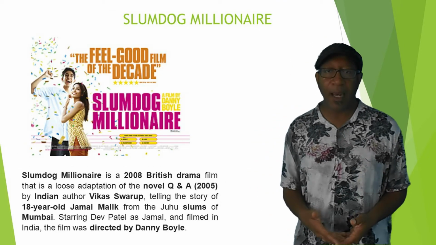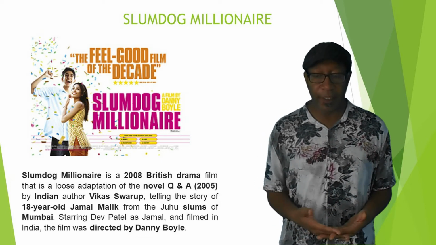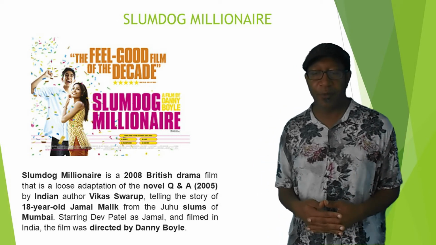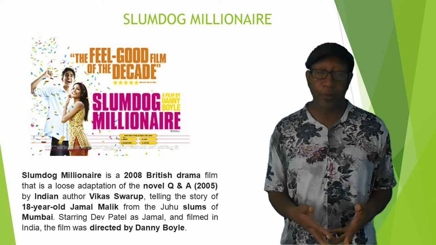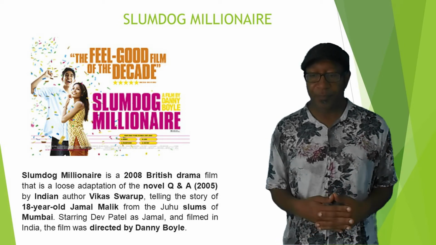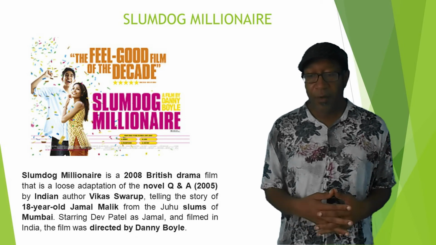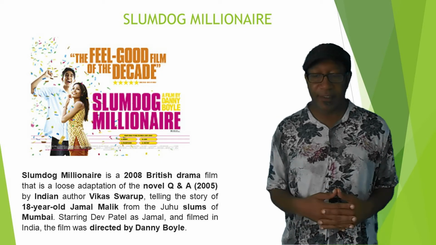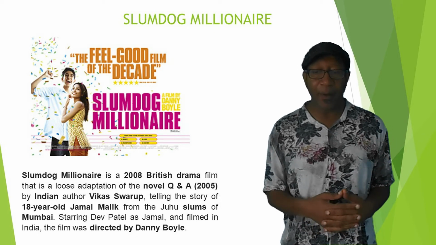And to finish our class about question form, I bring you here Slumdog Millionaire. Slumdog Millionaire is a 2008 British drama film. It is a loose adaptation of the novel Q&A from 2005 by Indian author Vikas Swarup, telling the story of an 18-year-old, Jamal Malik, from the Juhu slums of Mumbai, starring Dev Patel as Jamal and filmed in India. The film was directed by Danny Boyle.